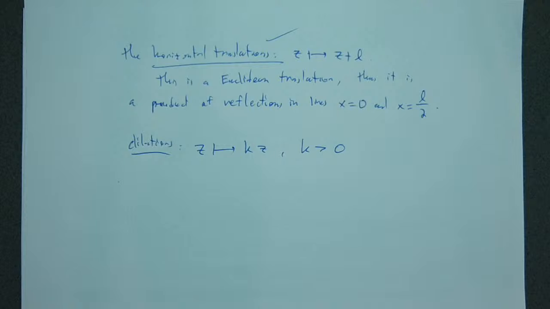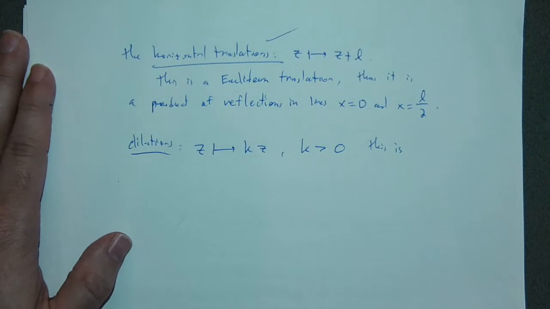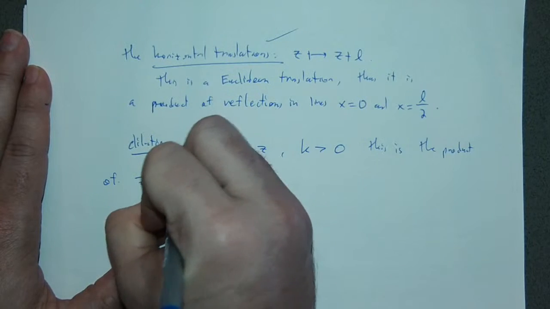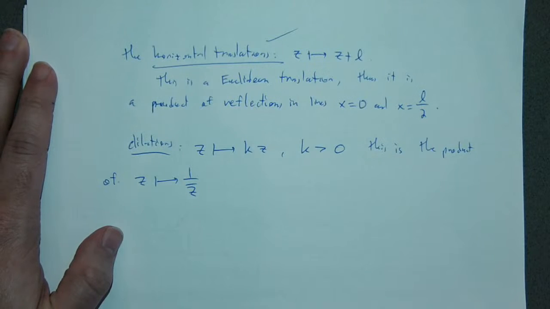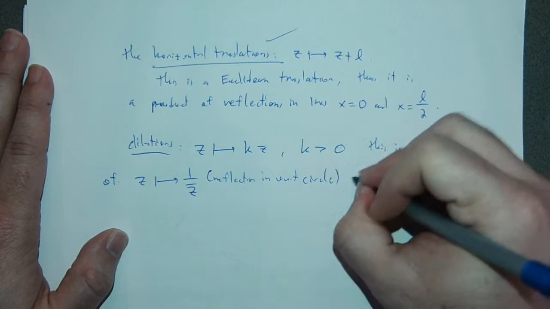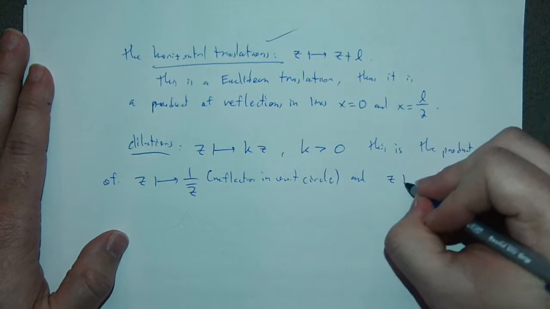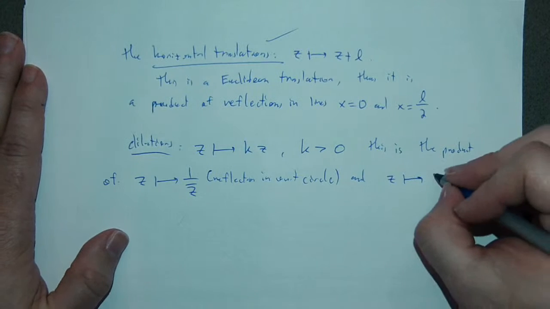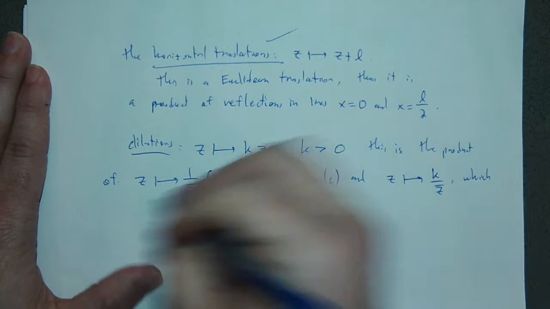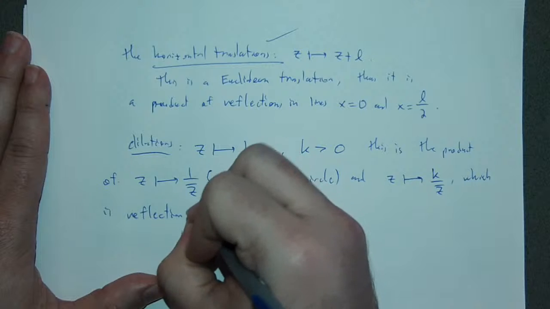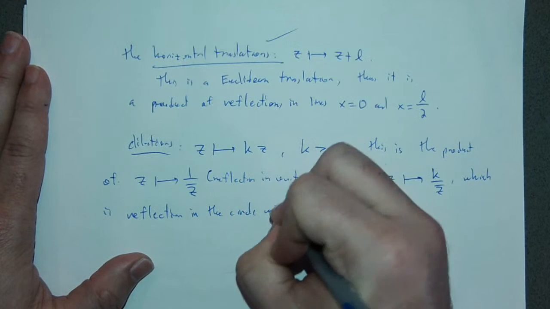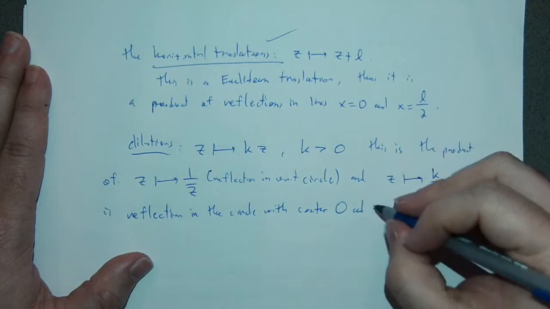Well, this is the product of the reflection. So this is the product of the map that sends Z to 1 over Z bar. That is reflection of the unit circle. And the map that sends Z to K over Z bar. Right. Which is reflection. So this is reflection in the circle with center O and radius square root of K.